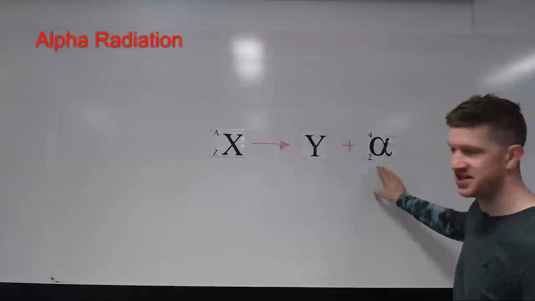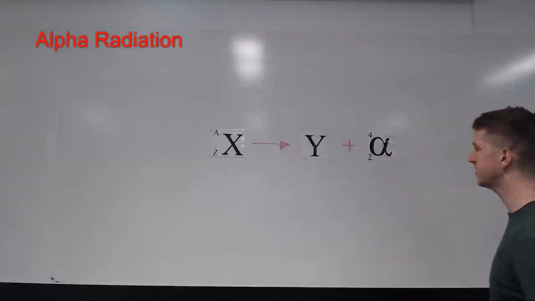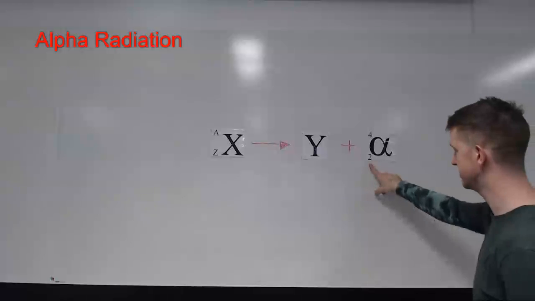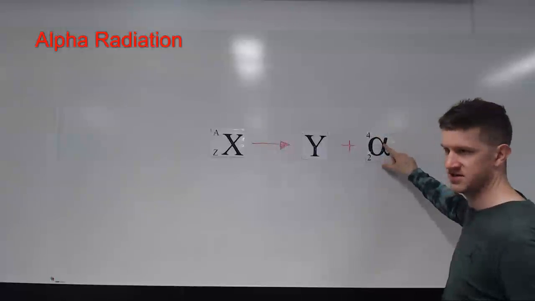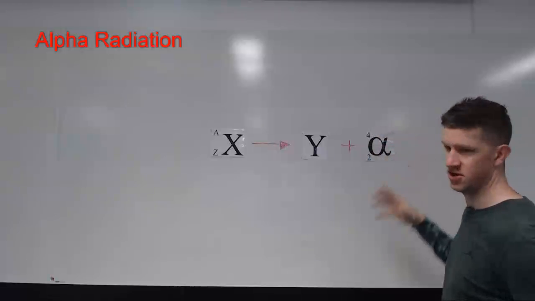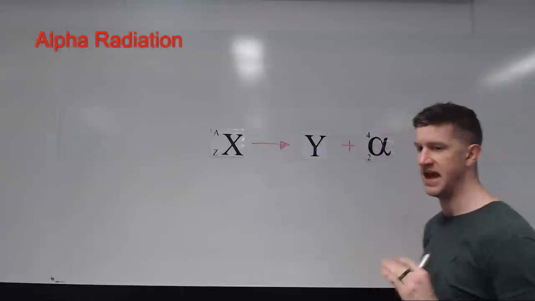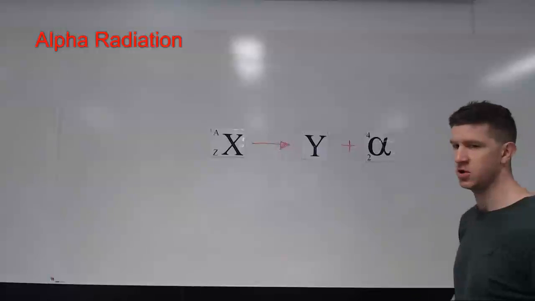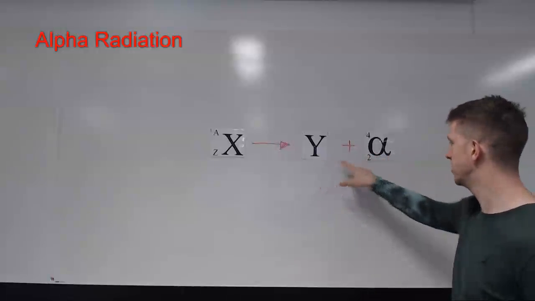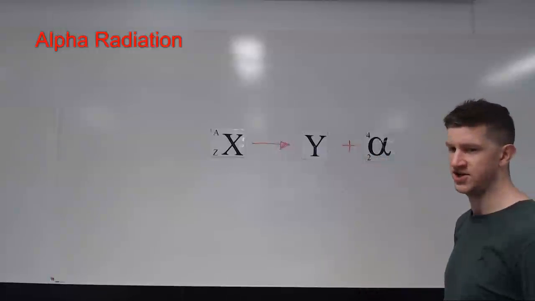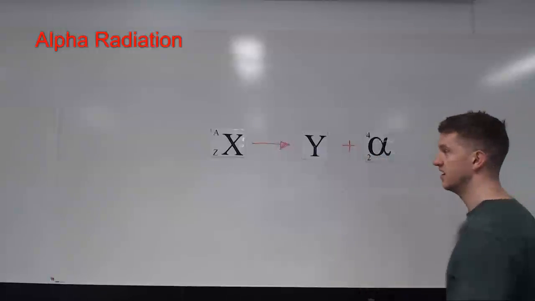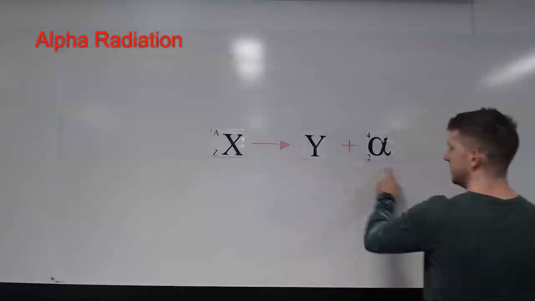And alpha radiation is just a helium nucleus. If I look at helium, helium has 2 protons, 2 neutrons, but it has no electrons. So this is just the nucleus part of a helium atom without the electrons. That's why we call it a helium nucleus. So this is produced: Y and an alpha. This is kind of like balancing a chemical equation that you've seen in chemistry previously. Remember, the conservation has to hold.